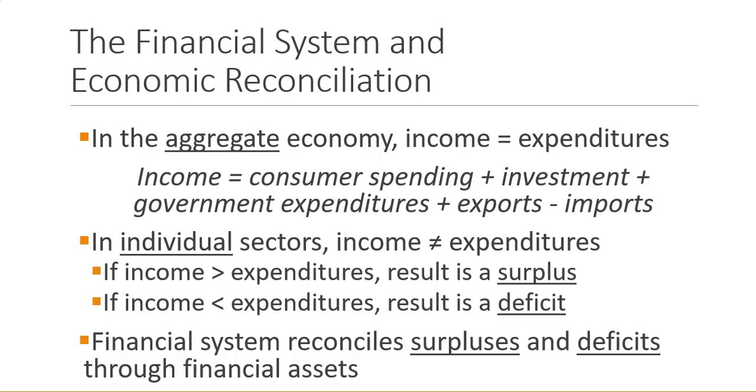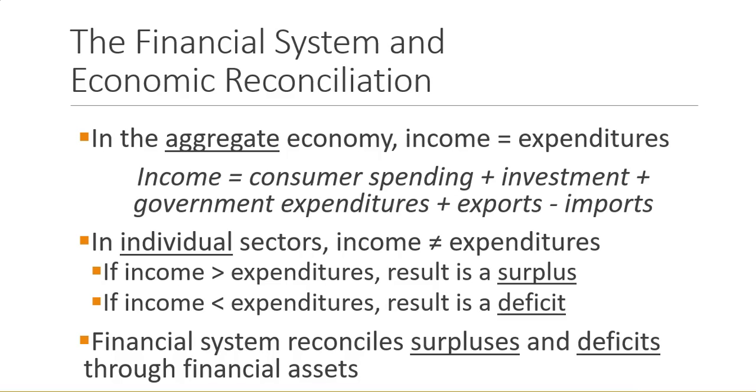And the overall economy has four main components: consumer spending, investment, which refers to business activity, government expenditures, and net exports. Net exports is the difference between exports and imports, or exports minus imports. Those are the four main components of the aggregate or overall economy. There's always a balance between income and expenditures at the aggregate level.